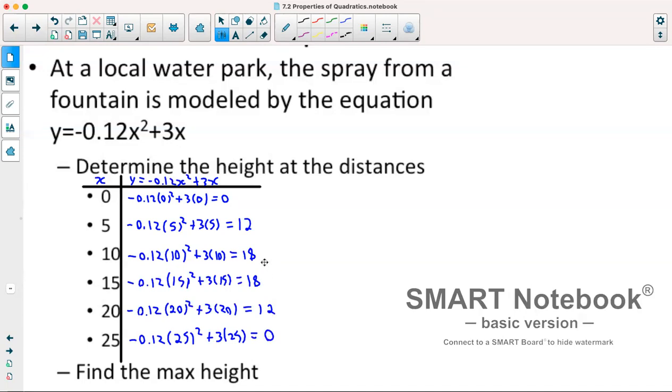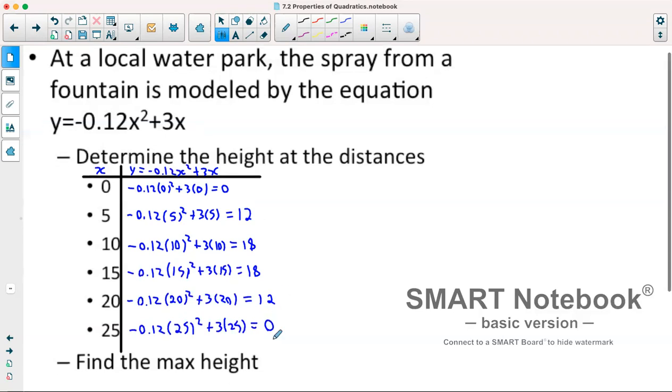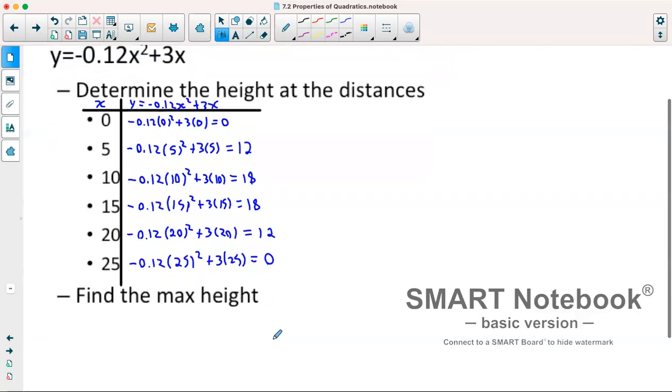So we actually have a few sets of matching y values. We've got the 18s here, we've got the 12s here, we've got the 0s here. We can essentially use any of them to average to find the x of our vertex, or the x of our axis. So for the x where our maximum value occurs, let's just say we use these two. So 10 plus 15 divided by 2. That would occur at 12.5.